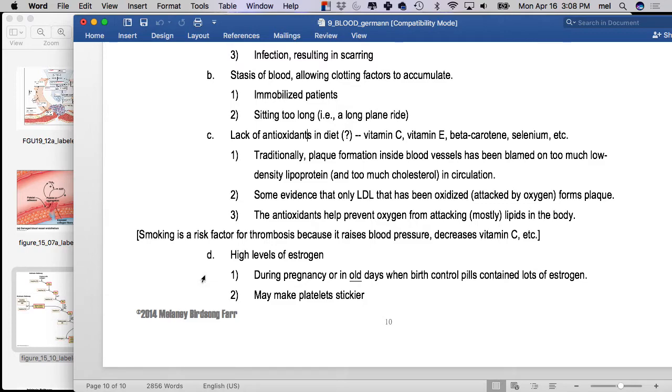Oral contraception. In addition, if you go to a responsible physician, ladies, one of the things that they will ask you before they give you birth control is whether you're a smoker, because you do not want to compound 2 different risk factors. And by the way, there are progesterone-only birth control pills now for women who can't have higher levels of estrogen. So anyway, high levels of estrogen.